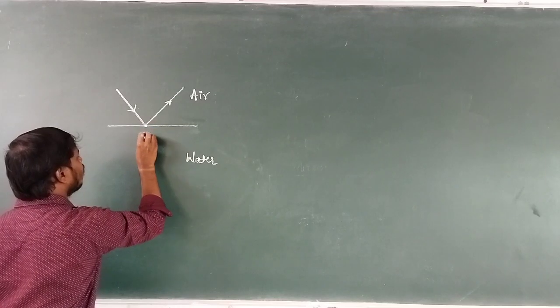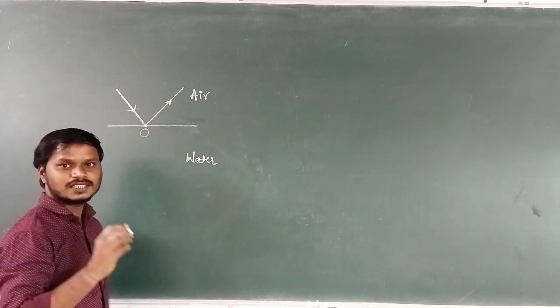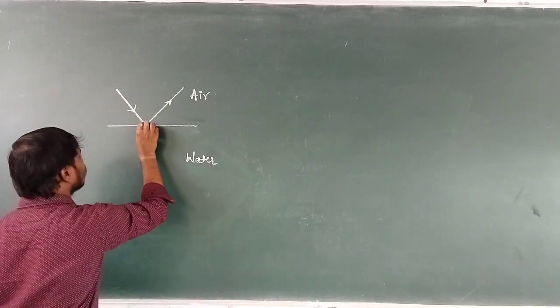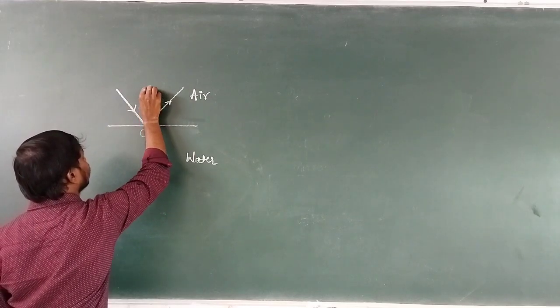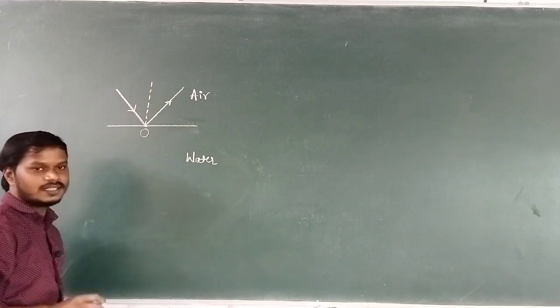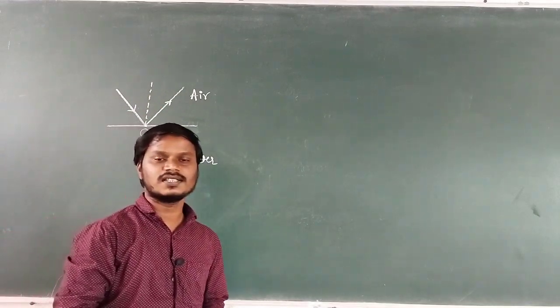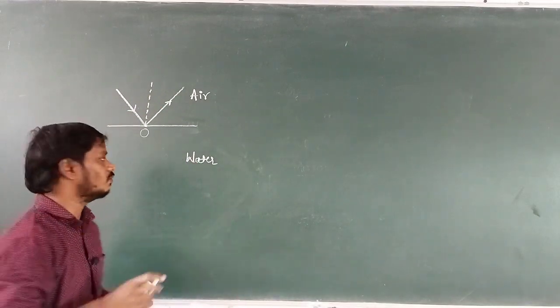Now, this is the point of incidence. I will take this point of incidence as O. At the point of incidence, I will draw the normal. So, what is the use of the normal here? In order to find the angle of incidence and also the angle of reflection.